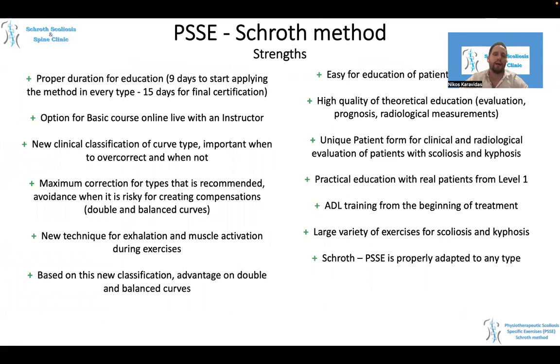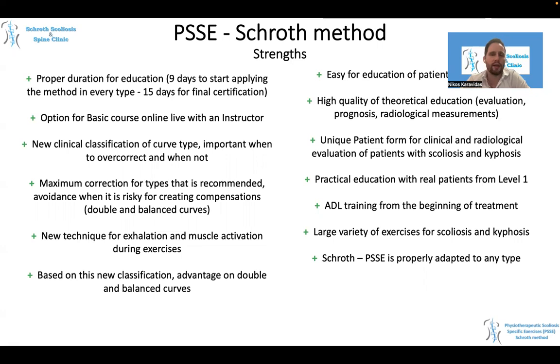So the strengths from our school could be a proper duration for education. So 9 days are enough to start applying the method in every type. And as you will see later, of course, you need also to follow level 2 to get the final certification in 15 days. So we tried to make this education to be not too much, but at the same time not too little, because in order to say that you are really specialized in the scoliosis field, you need to get a proper education.